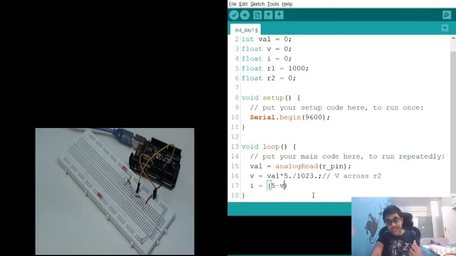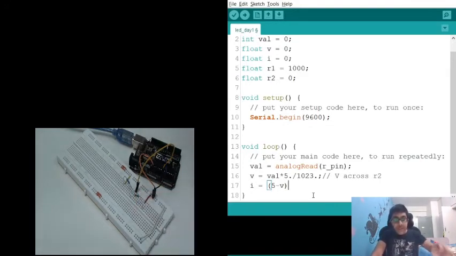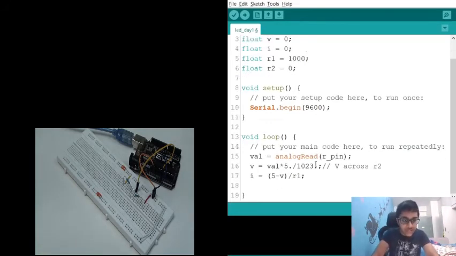Because 5 minus V, as I said in the working, is going to be the potential difference across the first resistor. 5 minus V over R1. That's right. This is essentially the potential difference through R1 divided by the resistance of R1. That is going to give the current through the whole circuit, right? Lastly, or there are a couple more things to do rather.